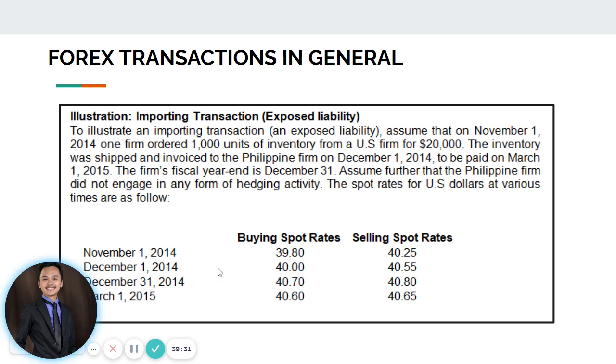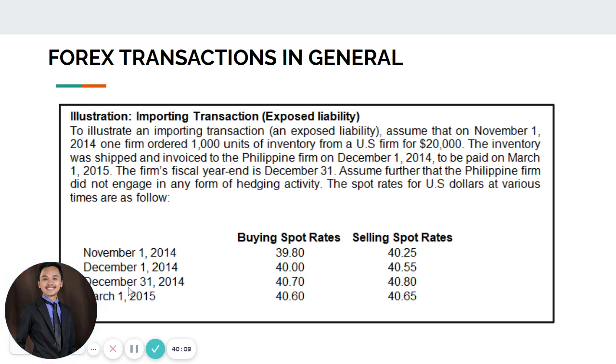Okay? So take note guys, although on November 1, there was an order made, there is no actual commitment made on that date yet. Alright? So that means it is on December 1 where the transaction really occurs, or where the transaction really binds the two parties. So that means your transaction date here will be December 1 instead of November 1. Alright? So that means we will be recording our transaction using the spot rate on December 1, 2014.